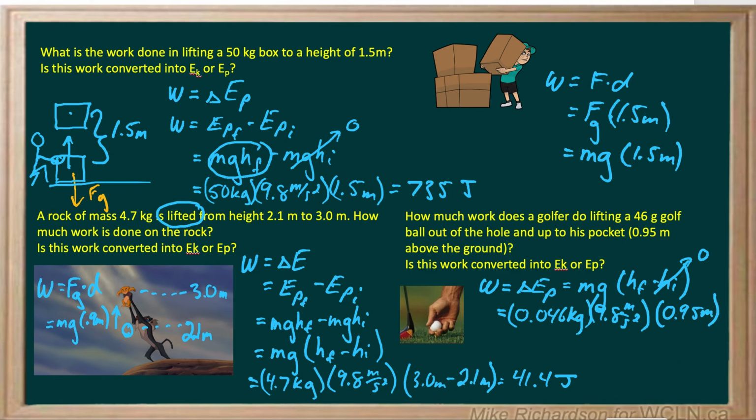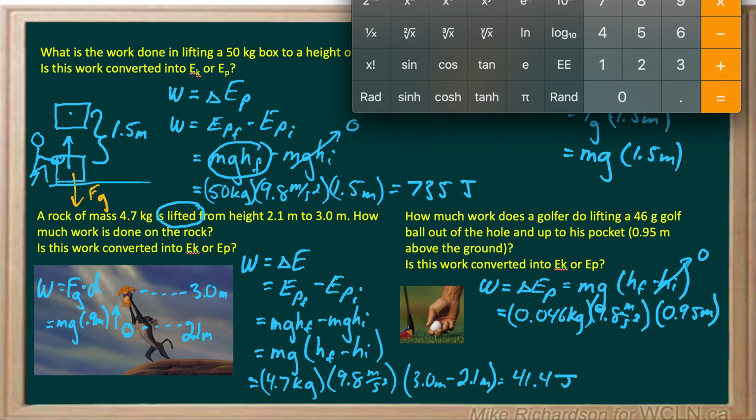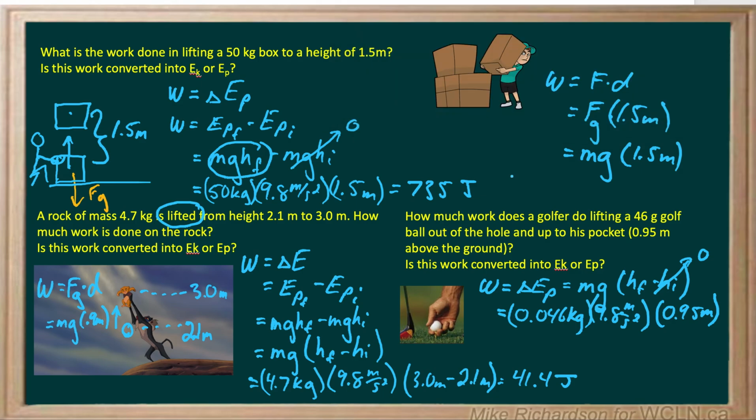And when I push all that through my calculator, I get 0.046 times 9.8 times 0.95. And I get 0.43 joules of potential energy is what's given to that ball. So the work done was 0.43 joules, which goes into giving that ball potential energy.